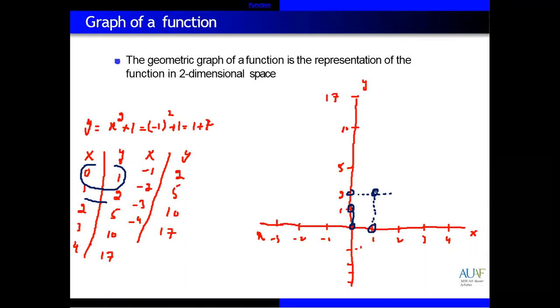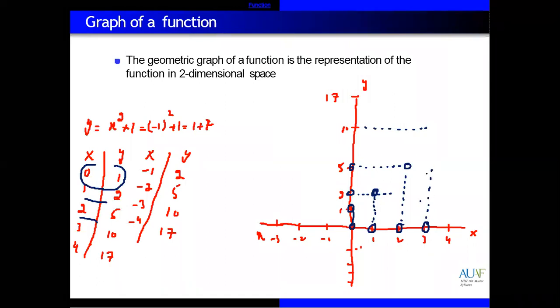This point is xy. Next we have 2 with 5. X is 2, y is 5. So 2 with 5. Joining these, same we have 3 with 10. So joining 3 with 10, this will give you, okay. Same 4 with 17. Joining 4 with 17.